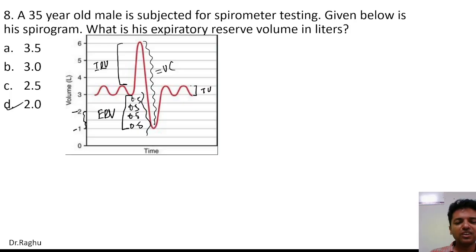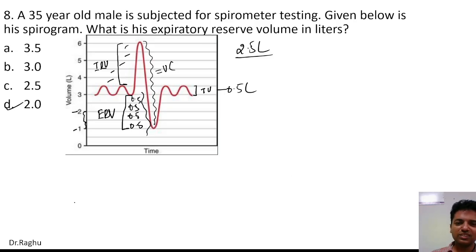So it's very easy once we have understood. How much is the tidal volume? Tidal volume is 0.5 liters. How much is the inspiratory reserve volume? 1, 2, 3, 4, 5. So inspiratory reserve volume is 2.5 liters. And in a similar way, we can also calculate the vital capacity.